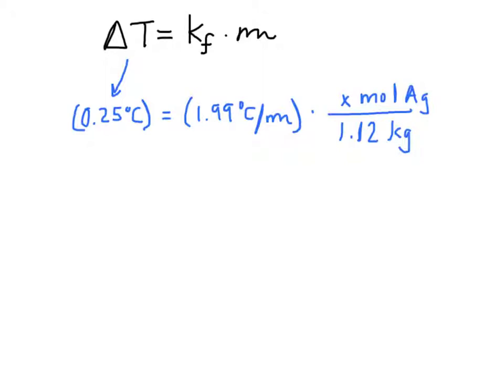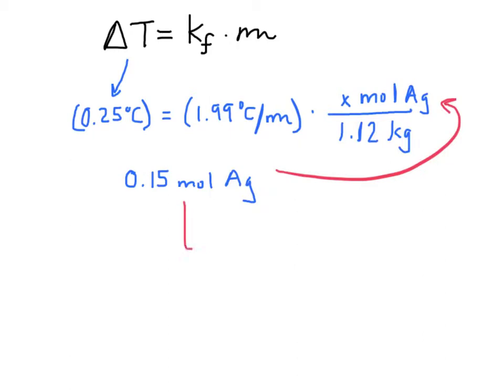If I solve that out, I get 0.15 moles of silver. Well, you know what you end up getting here. If I convert that to grams by multiplying by the molar mass, I should get about 16 grams. Okay, hope that helps.